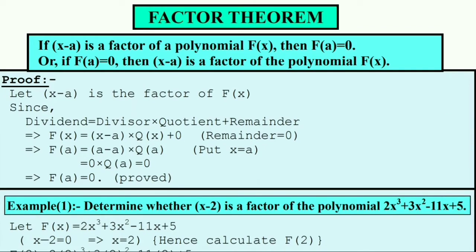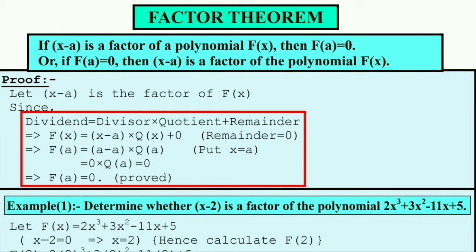So let's observe the proof for this theorem. In this proof, we start with the same usual statement, and that is dividend equals divisor multiplied by quotient plus remainder. Let's observe the second line. f(x), we know, is the dividend, x minus a is the divisor, q(x) is another function of x, that is the quotient here, and that we don't know. But one thing we know here, that the remainder is 0, because I am taking the divisor x minus a as a factor of f(x).